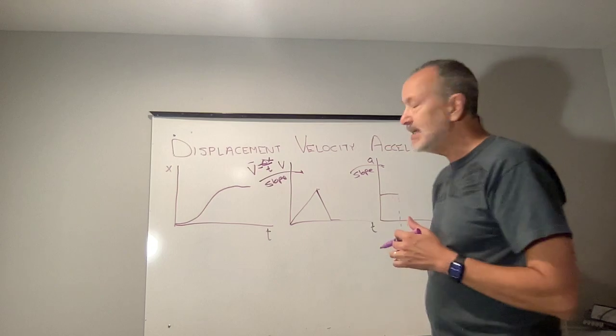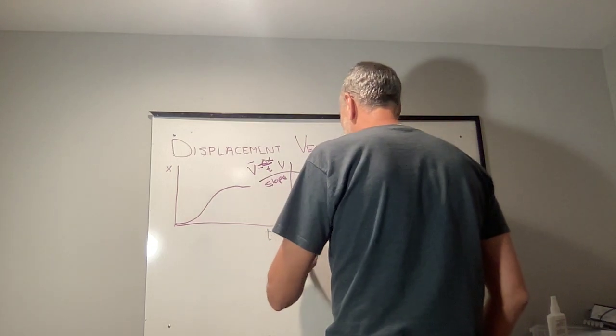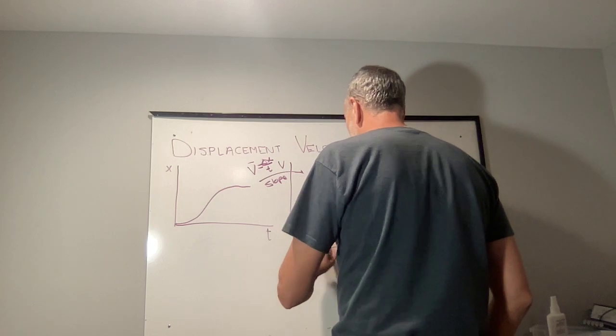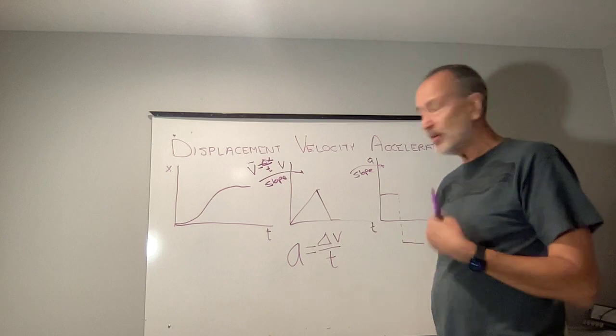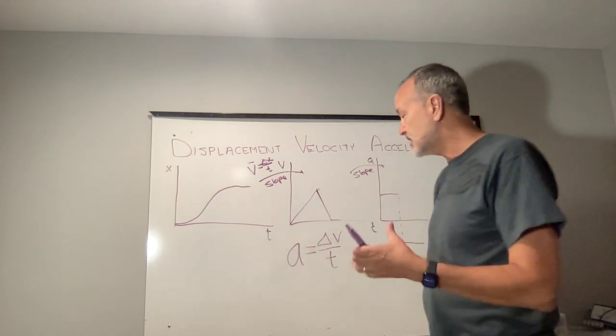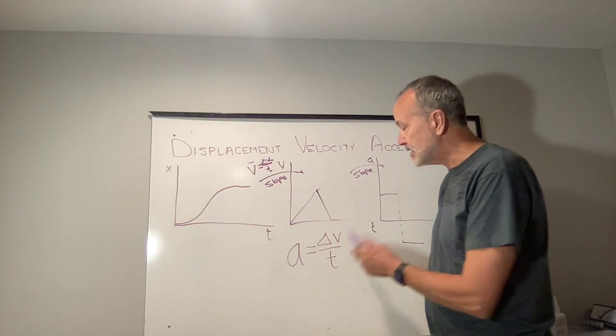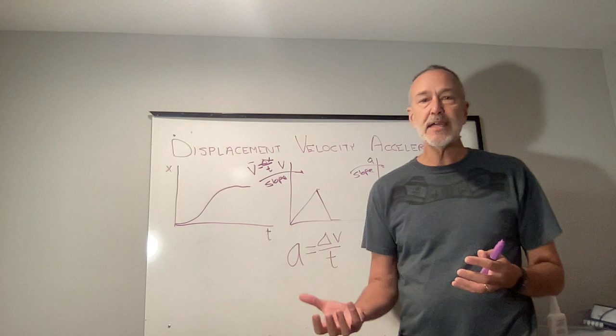So the acceleration is the change in velocity per unit time. And in our class, it's really average acceleration, but we're just going to say acceleration because we're only ever going to deal with constant accelerations. It's the change in velocity per unit time. So it's how much the velocity changes every second.